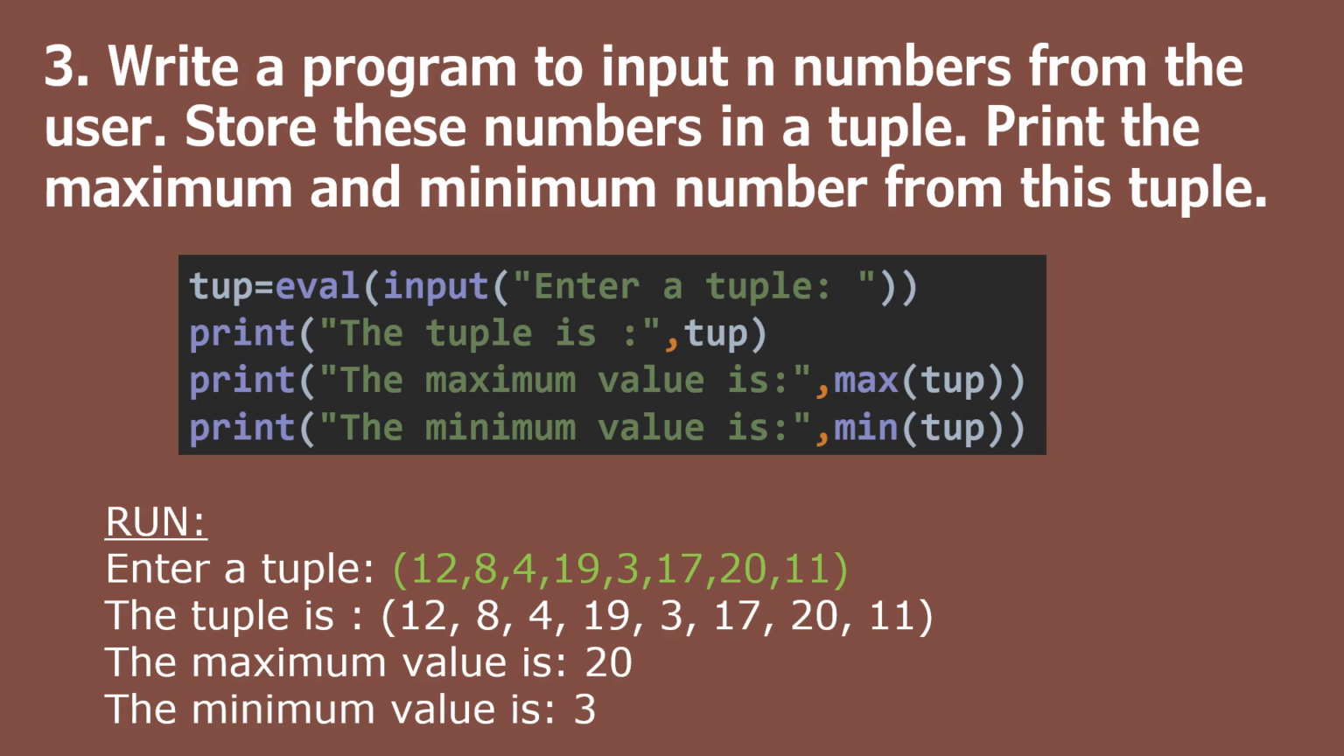Like this, you can put some numbers and just remember while entering the tuple, you have to put it within parentheses. Now it will display the tuple. Now the maximum value it is showing us 20 and the minimum value is 3. This is a simple program.